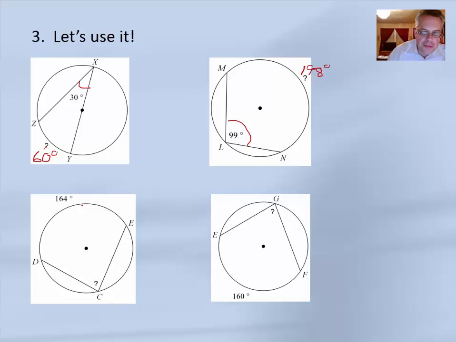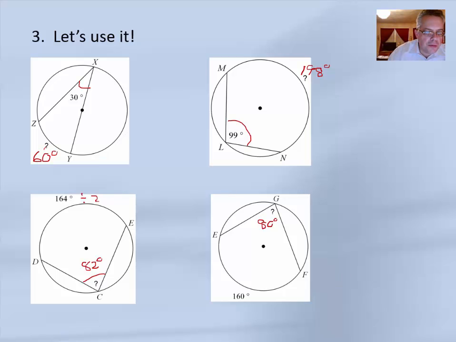All right, on this one, I'm missing the angle. The angle is half of the arc. So half of 164, we're going to divide that by 2. Should give us 82 degrees. And it looks like 82 degrees. It's a little bit less than a right angle. On this one, we have the arc is 160 degrees. The angle is half of that, so it's 80 degrees. Okay.